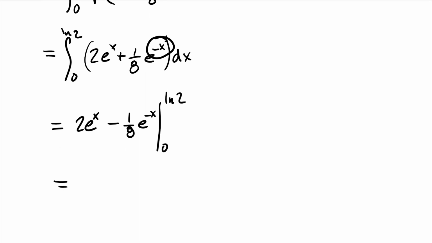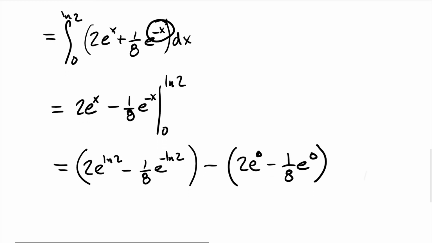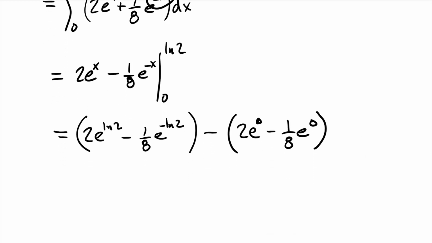So what do we have? We have 2 e to the ln of 2 minus 1/8 e to the negative ln of 2, minus 2e to the 0th, minus 1/8 e to the 0th, or the negative 0th if you prefer. Well, this is pretty convenient. Uh-oh, the machine's getting hot. So this is going to be 2 times 2.